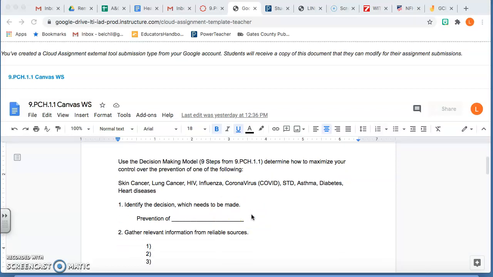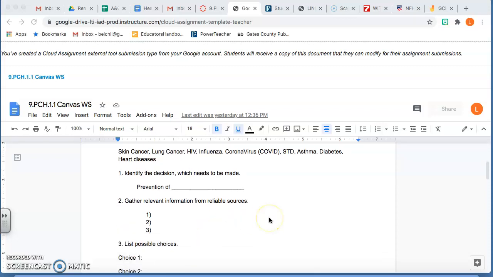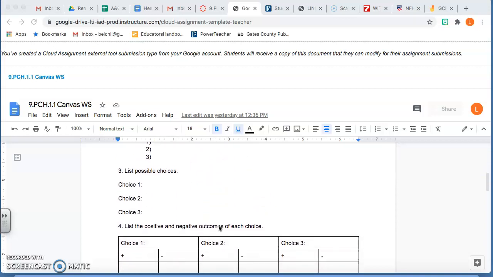So the first, number 1, you want to identify the decision that needs to be made. So we want to pick like the prevention of, for example, skin cancer. If you were to choose skin cancer, you put the prevention of, and when the blank is, you write in skin cancer. Number 2 is where you would gather reliable sources. You can get reliable information from, of course, textbooks, doctors, nurses, even websites like .gov and .org, because they are more reliable than .com sources typically.